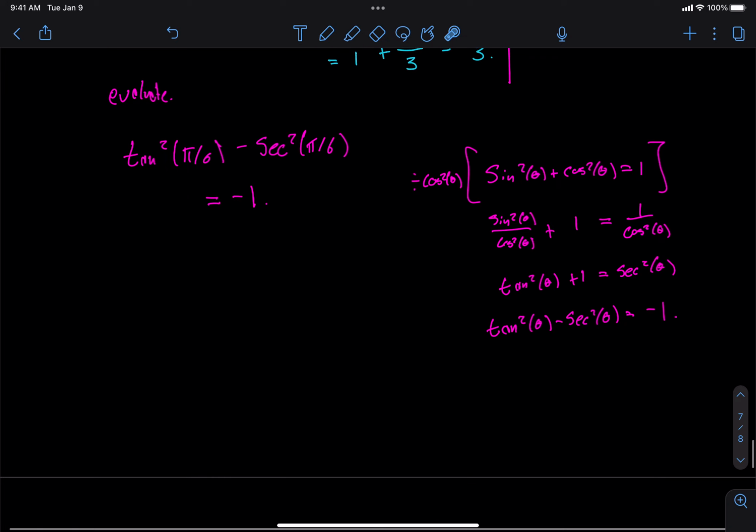Okay, so those are the Pythagorean identities. There's one for sine squared plus cosine squared. There's one for tangent squared and secant squared. And there's one for cosecant squared and cotangent squared. If I wanted that other one, rather than dividing this whole thing by cosine squared, I would divide instead by sine squared.